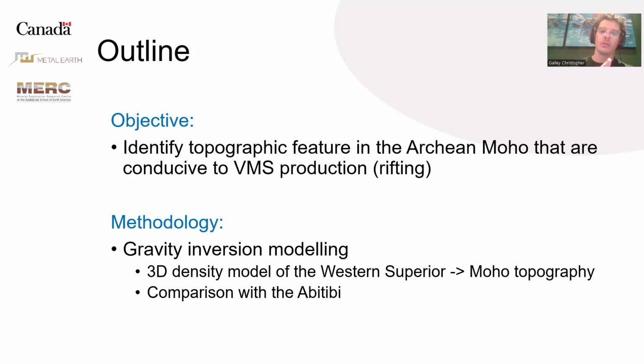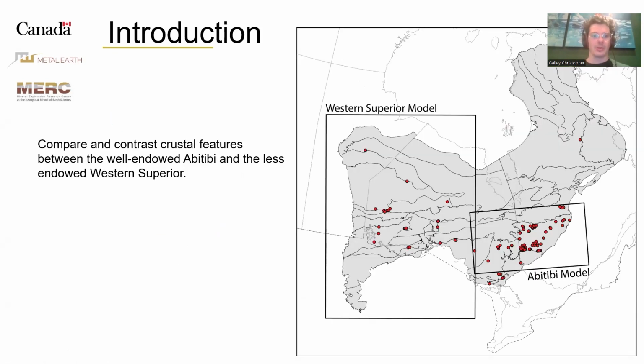And then use the method elsewhere in the Superior to potentially explain why there would be less VMS, for example, in the Western Superior. And we accomplished this through the 3D inversion modeling of gravity data. The two models that were produced, the one here is the Abitibi model, and that is compared to the Western Superior model, this black outline here, to compare and contrast a well-endowed area in the Abitibi to a less well-endowed area, the Western Superior, from the point of view of VMS endowment.